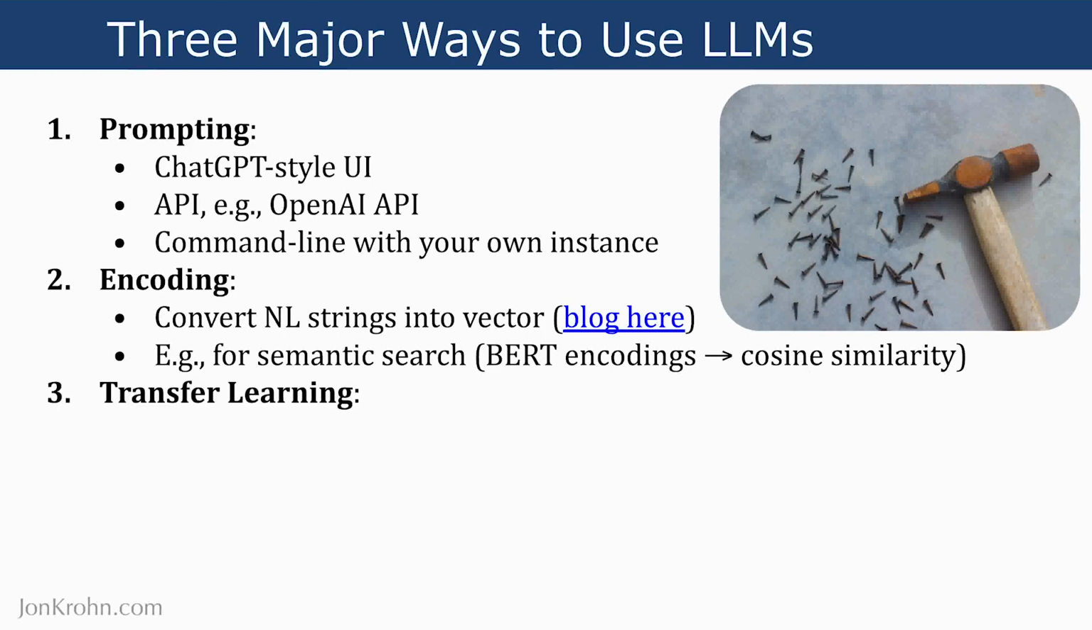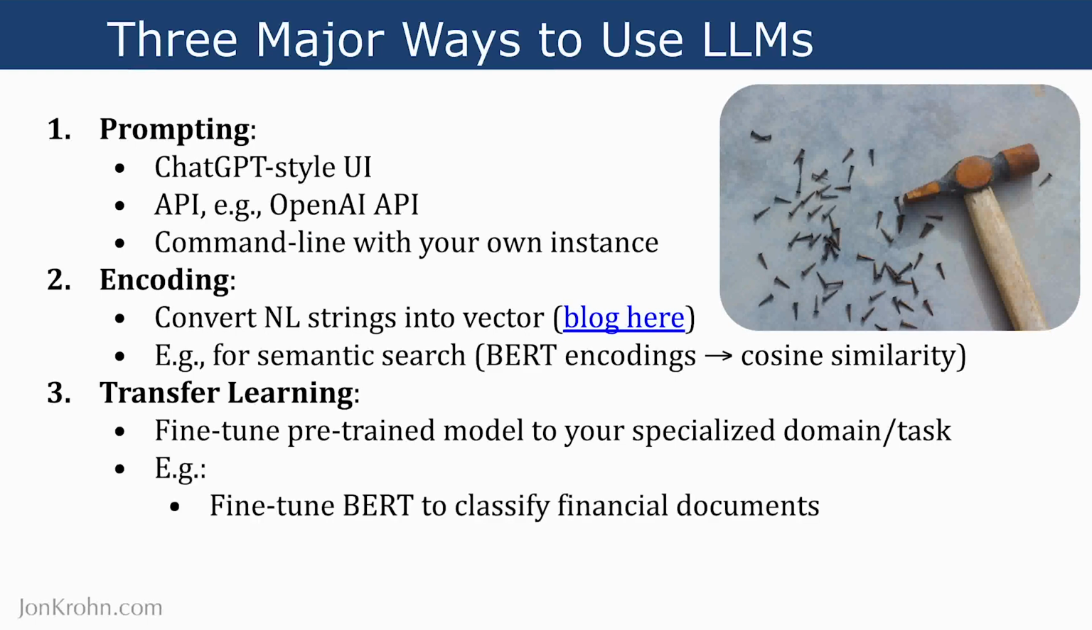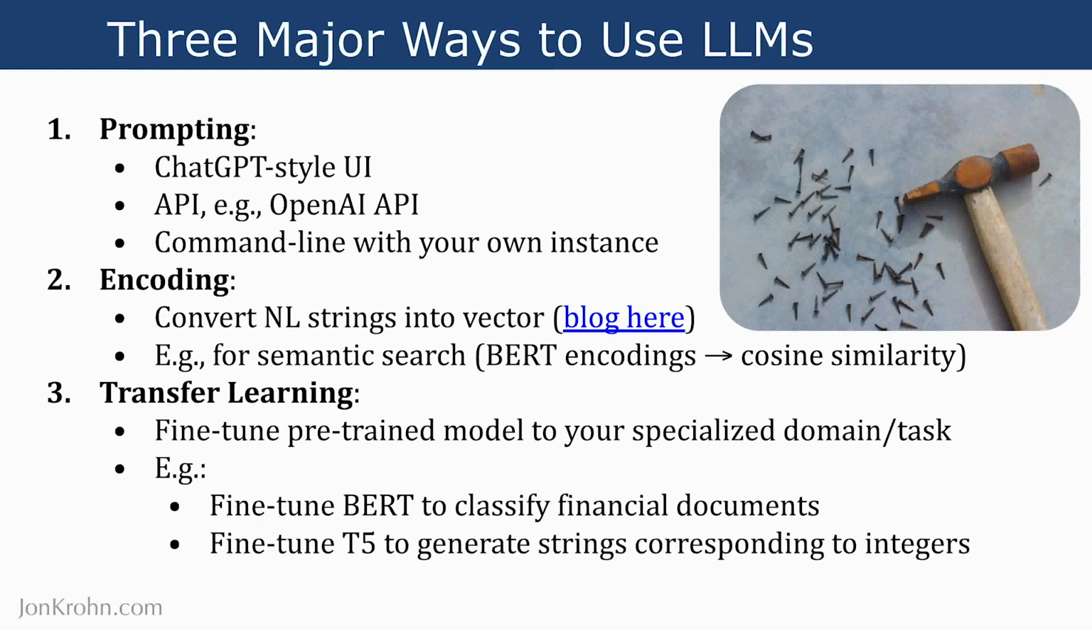The third major way to use LLMs is transfer learning, wherein we fine-tune a pre-trained model to a specialized domain or task. For example, you could take BERT out of the box, but you have some financial application, and so you fine-tune BERT to be able to classify financial documents specifically, or to be able to search over financial documents specifically.